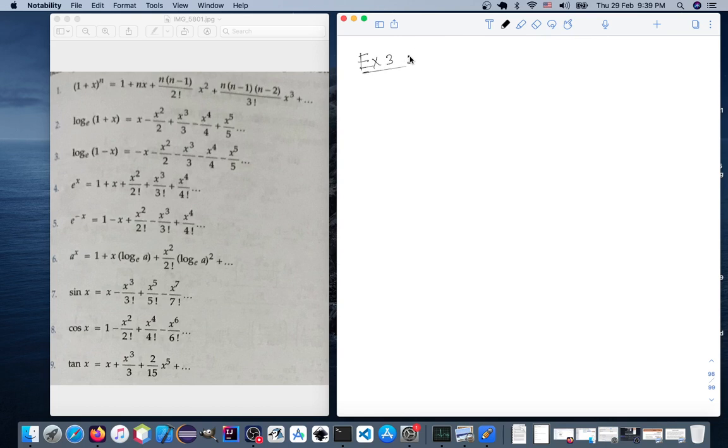Problem 3 is the limit as x tends to 0 of (a to the power mx minus b to the power nx) divided by x. Now you can see the term a to the power mx. It has mx, it is not x anymore. But when x tends to 0, we can see that mx is also tending to 0.